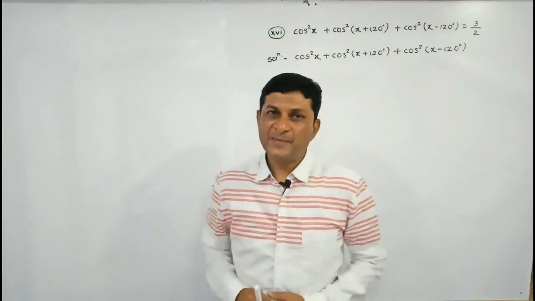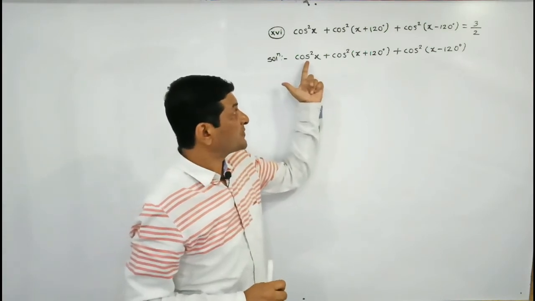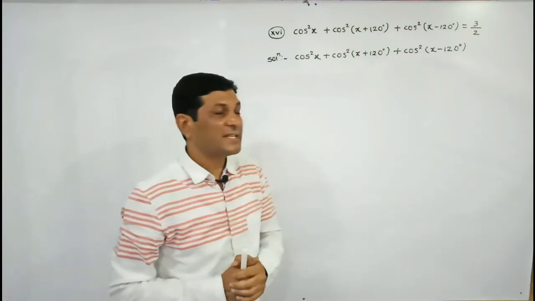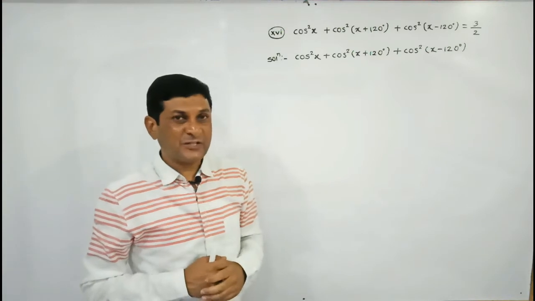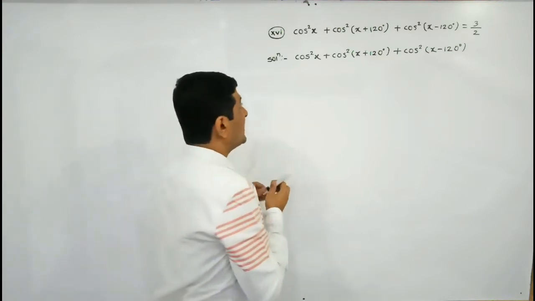Now see example number 16. In this example, we have to show that the value of cos square x plus cos square x plus 120 degree plus cos square x minus 120 degree is equal to 3 by 2. So to simplify this expression, we are making use of the double angle formula. So try to understand this double angle formula.